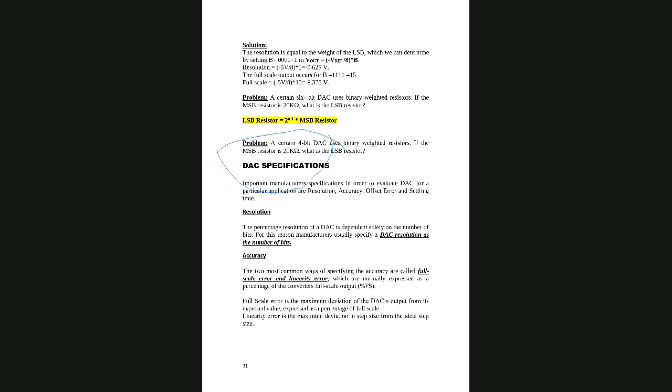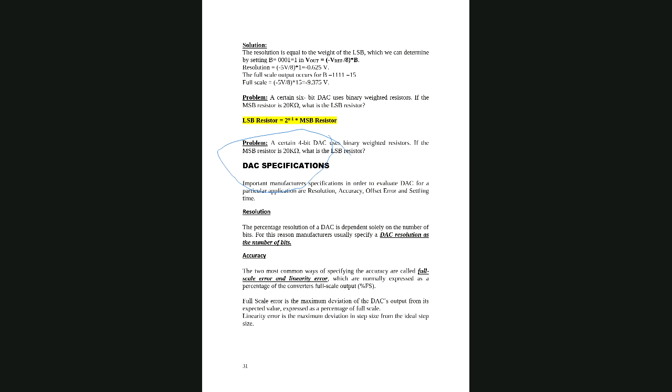So what we need now are the parameters that are important for us to evaluate the performance of any digital to analog converter, and based on those parameter specifications we choose our digital to analog converter. What are those manufacturer specifications that are important? We have resolution, which is the step size, percentage resolution, accuracy, offset error and settling time. These are the different things that are important.